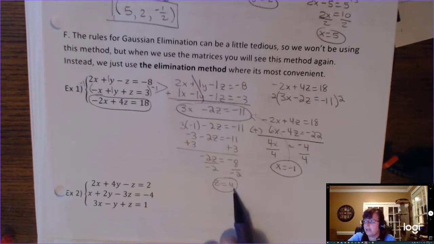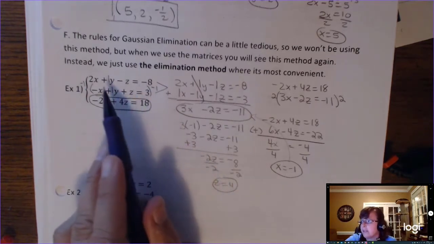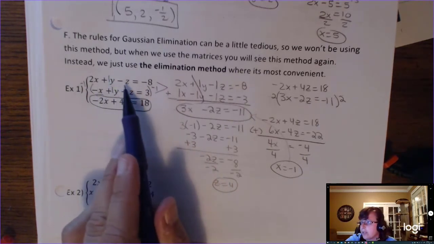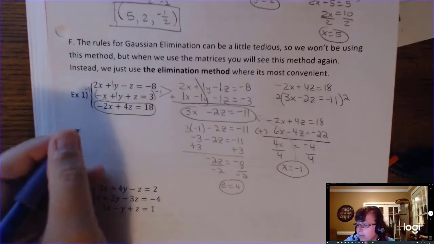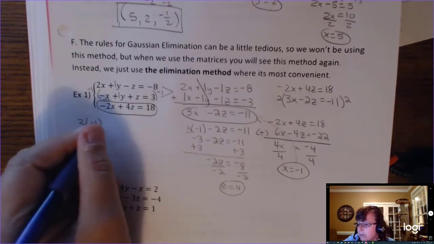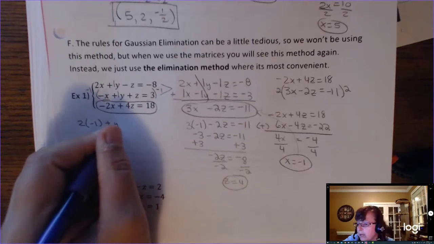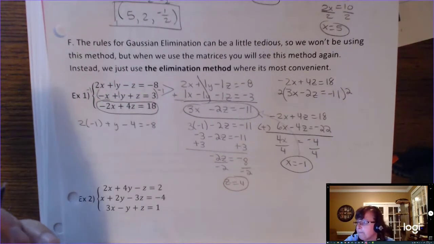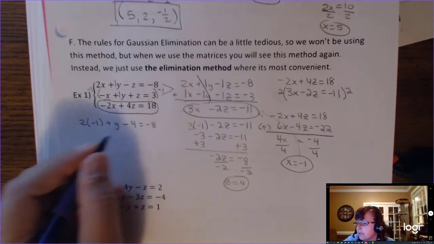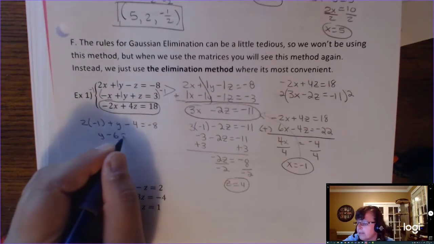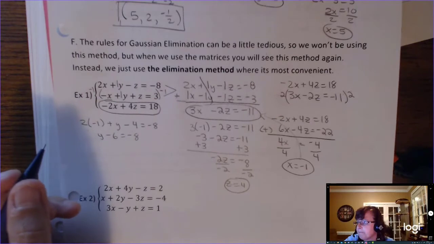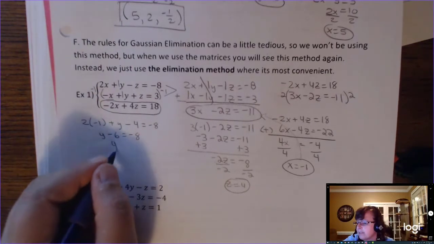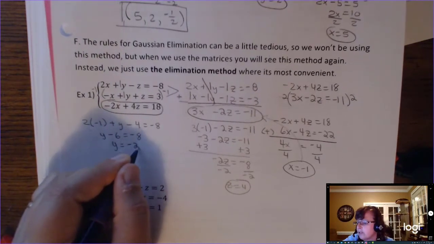So now I can go to a place to find y, and I'll just go to this top equation. I know x and z, so I'll solve for y by plugging in x as -1, so 2 times -1 plus y minus z, which we know is 4, equals -8. So that's -2 minus 4, that's y minus 6 equals -8. And then add 6 and you get y is -2.